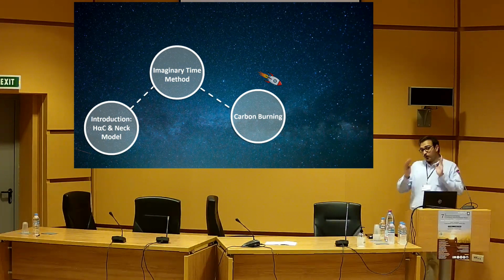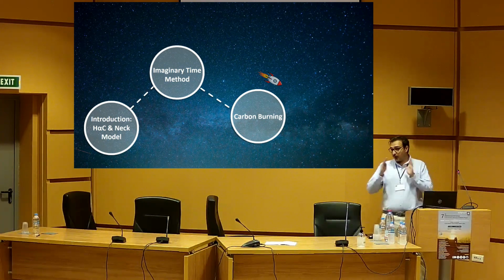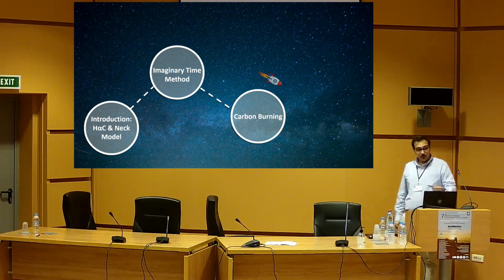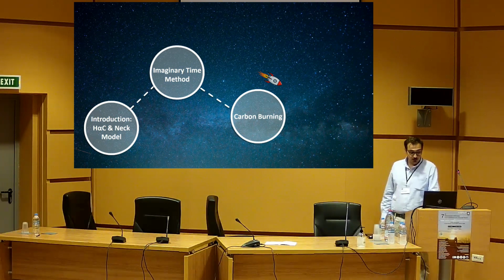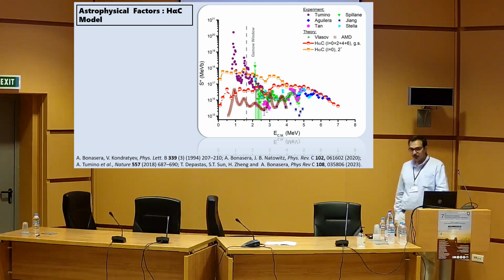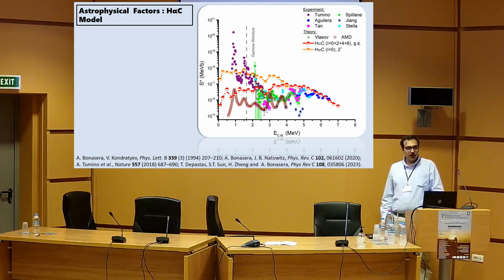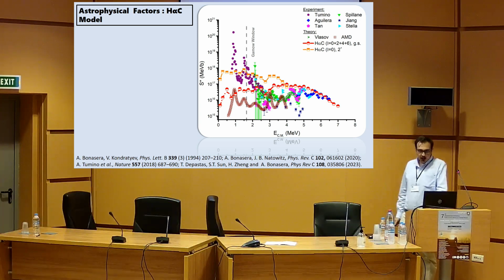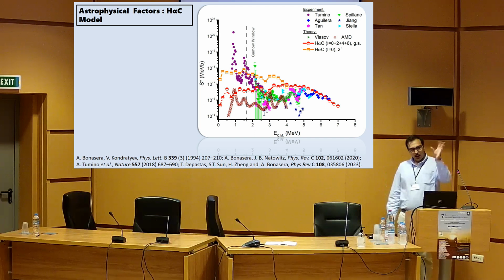With these 2 tools, a semi-classical model, either the HAC or the NEC model, and the imaginary time method, we're able to study sub-barrier resonant reactions. So let's start with carbon burning that was also discussed in the previous talk for the Trojan Horse Method. We have 2 carbon nuclei fusing, creating a magnesium compound nucleus, which can then decay.